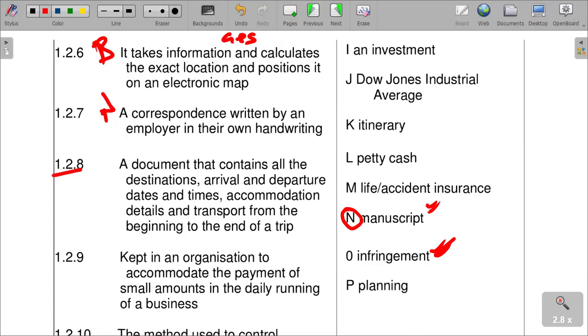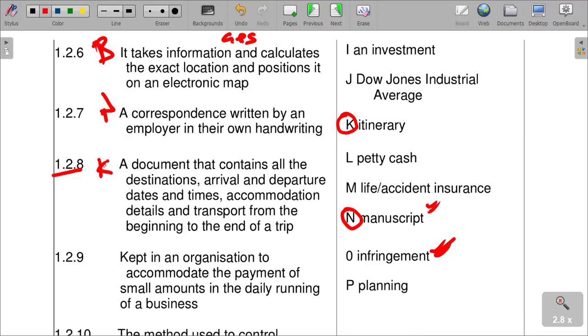Number 8, a document that contains all the destinations, arrival and departure dates and times, accommodation details, and transport from the beginning to the end of a trip. I'm sure for some of you, you have heard of this in tourism. We talk about this in traveling. It's called an itinerary.